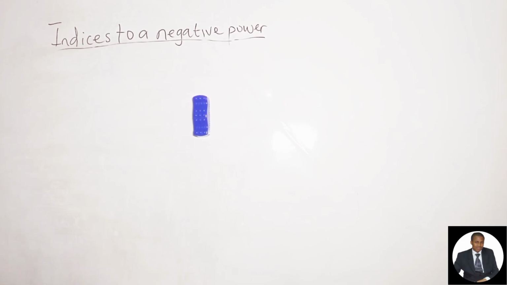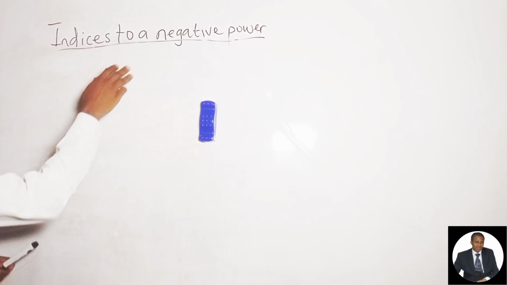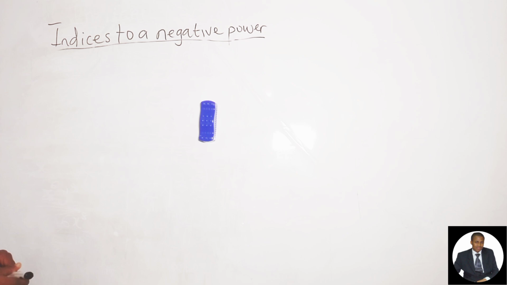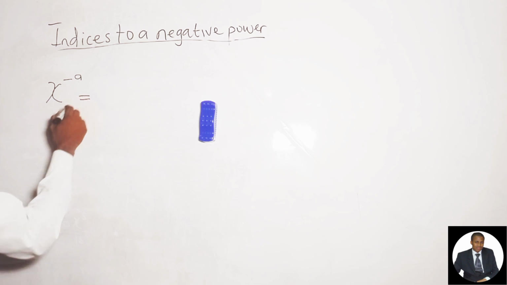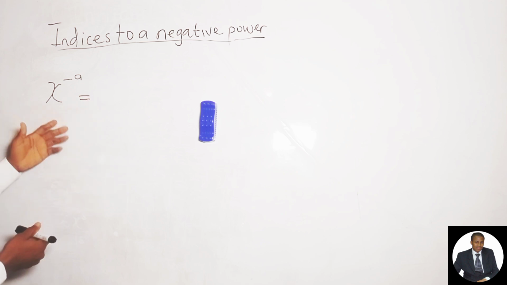Another class. Today we'll be talking about indices to a negative power. That is to say, we have a base that is raised to an exponent in the negative. What do we mean by this? For instance, we have a number x raised to a negative power. When we have this kind of thing, what does it mean?